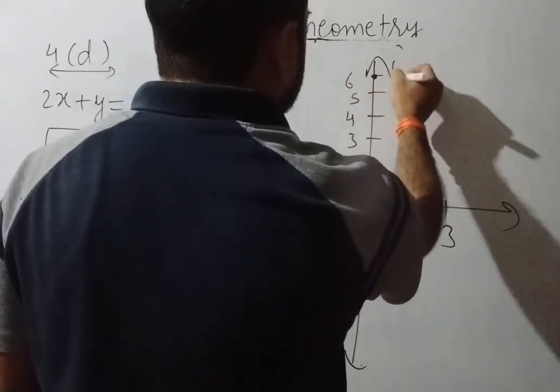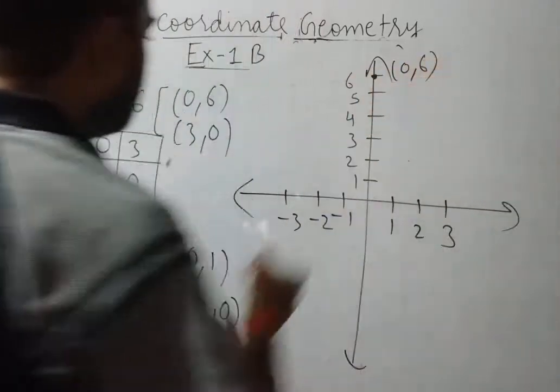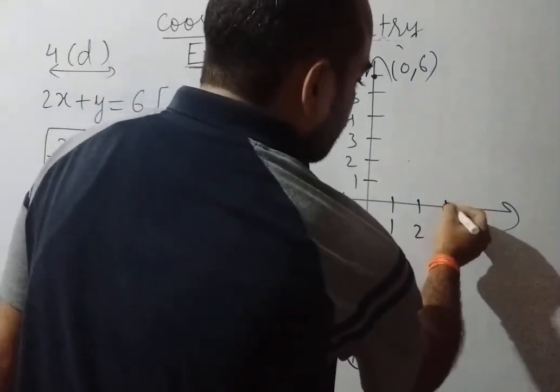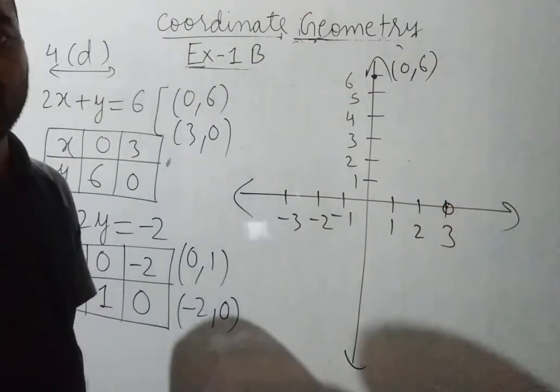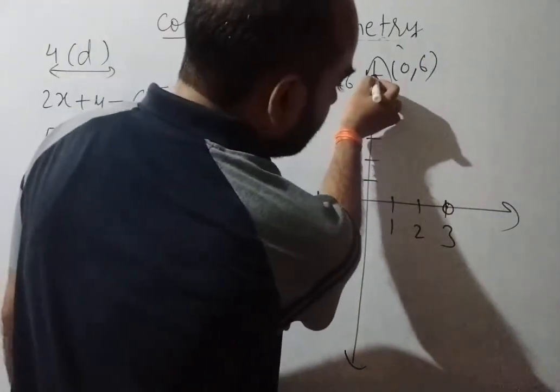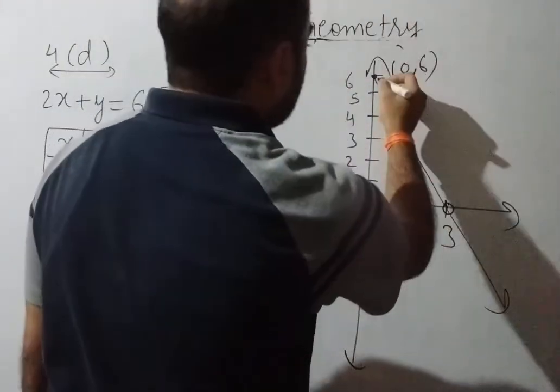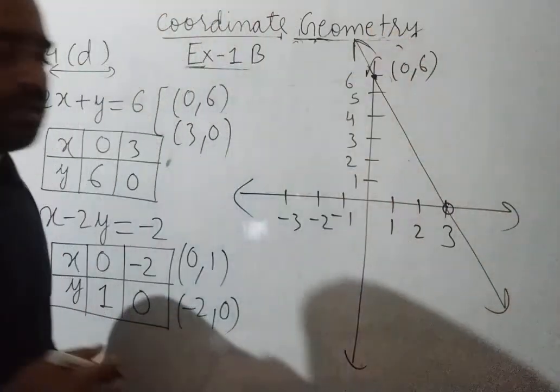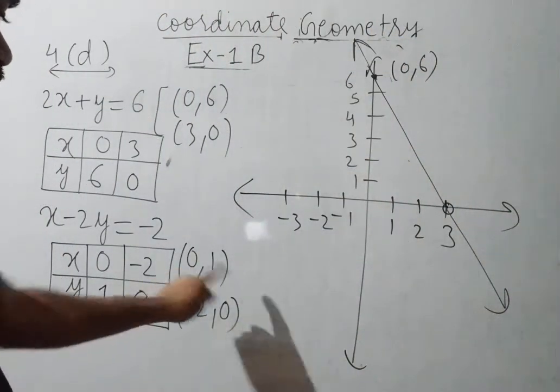So this point is 0, 6 on the y axis, correct? Next one is 3, 0. 3, 0 means on the x axis. Now join both the points. So this will be the first line, correct? Next one is 0, 1.